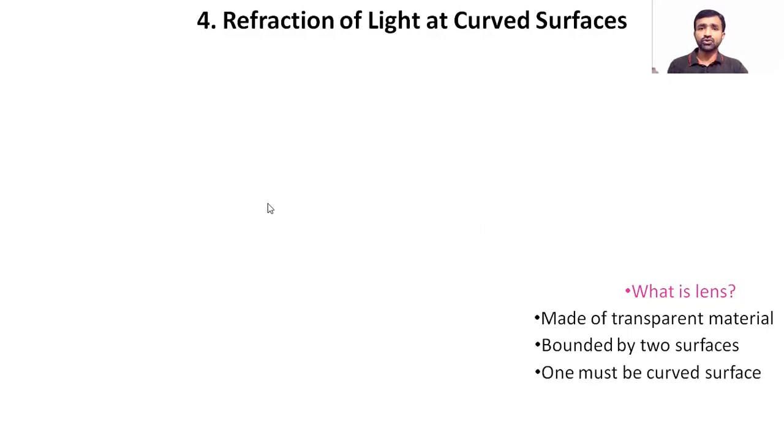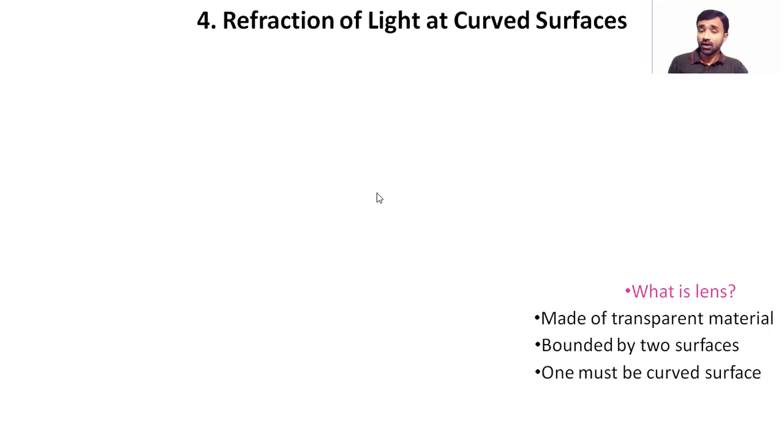So if anyone asks you what a lens is, you need to say it is made up of a transparent material medium, maybe glass or maybe other transparent material, but it has two surfaces. Among the two surfaces, one must be curved. If both are curved, there is no problem. It is also a lens, made up of one curved surface or two curved surfaces. So this which satisfies that we can name as a lens, right?